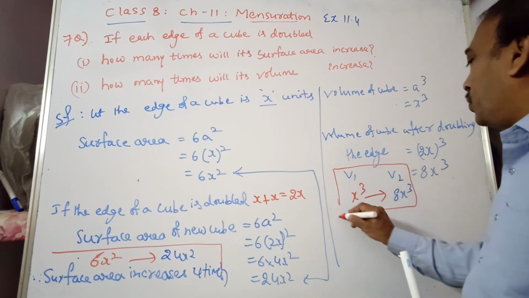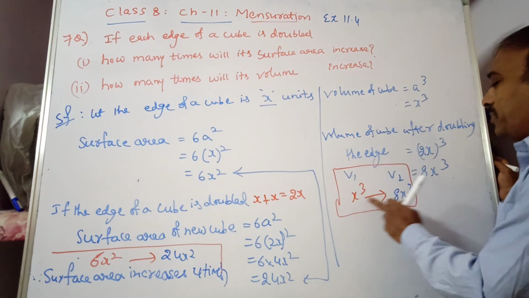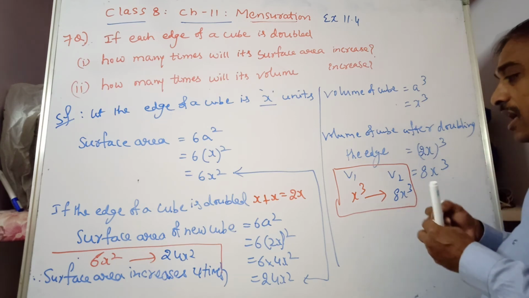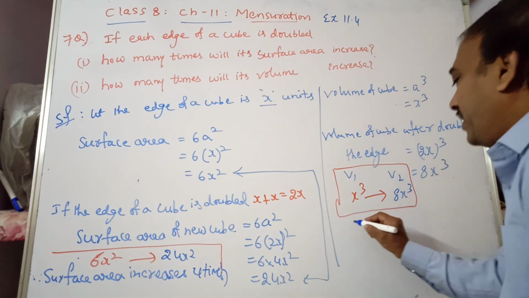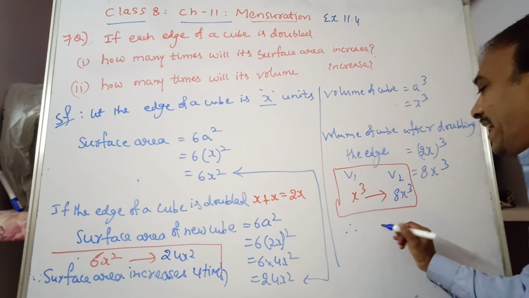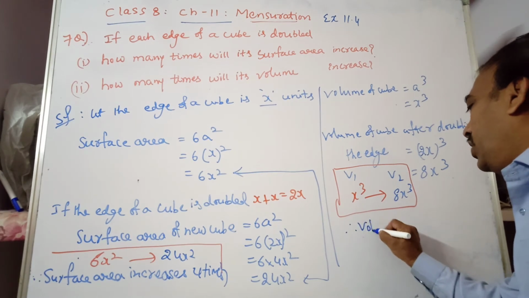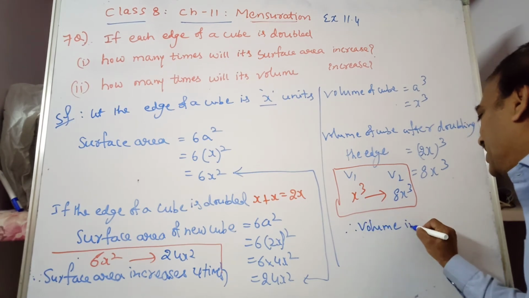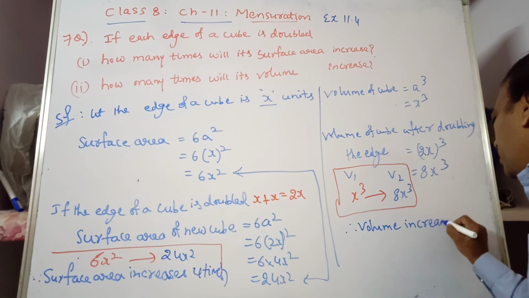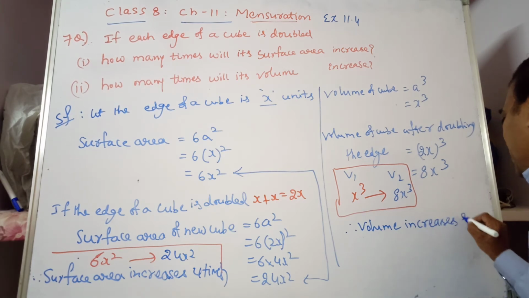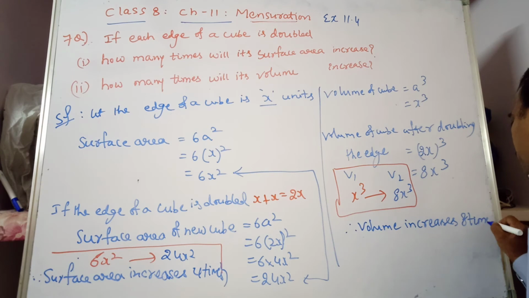Volume 1 and volume 2: first it was the volume, and the second time it is 8x cube. How many times has it increased? Yes, you are right, 8 times it is increased. Therefore, volume increases 8 times.